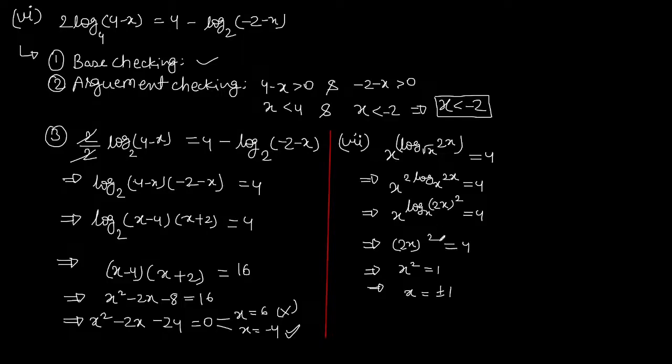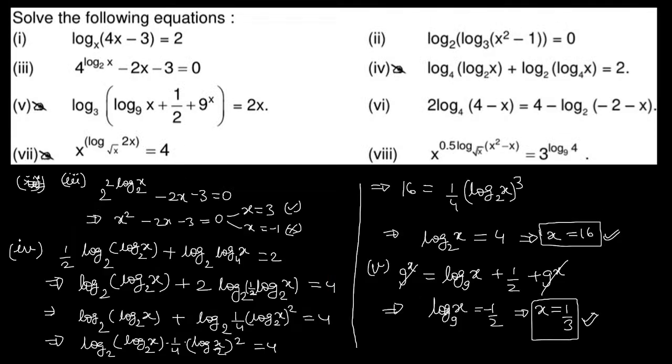Inside the root, x equal to minus is rejected, and x equal to 1. The base cannot be x equal to 1, so both the values are rejected. We can say that it has no solution. Can we say that it has no solution? Yes. Okay. Now we are moving to question number 8.